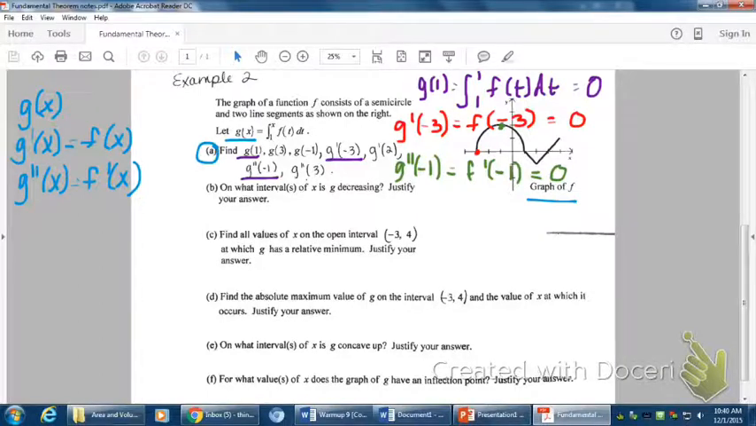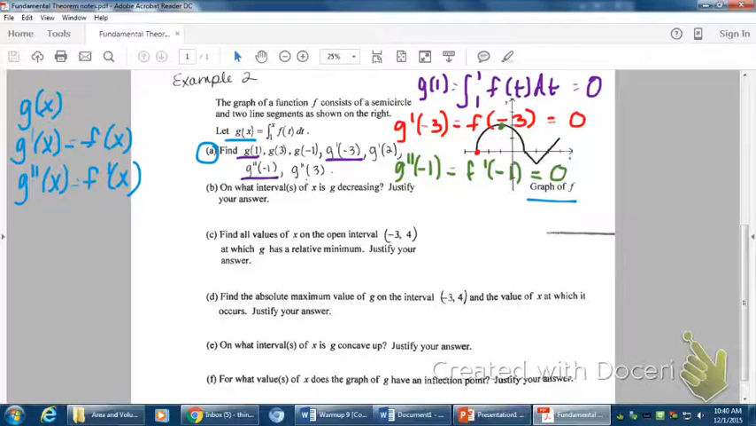Alright, you go back and do g of 3, g of negative 1, g prime of 2, and g double prime of 3. Do those on your separate sheet of paper.